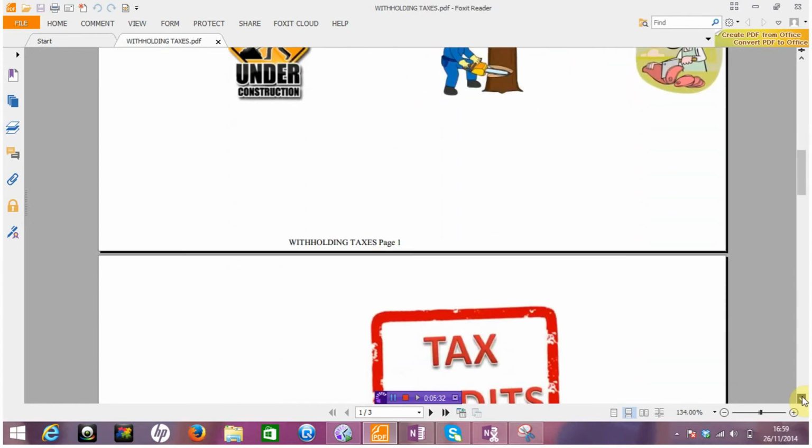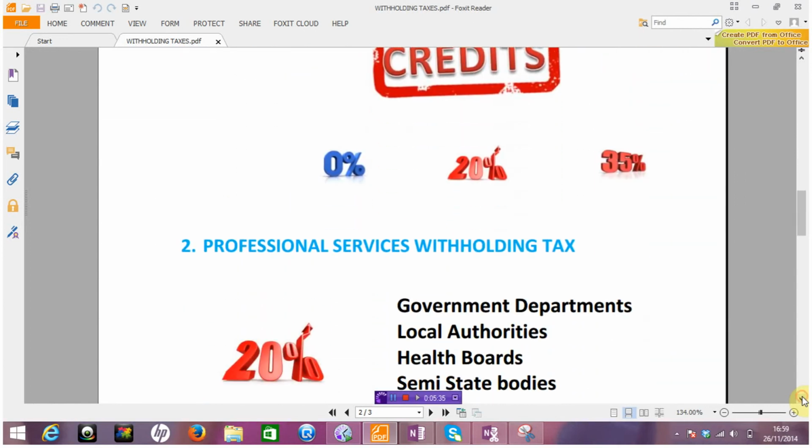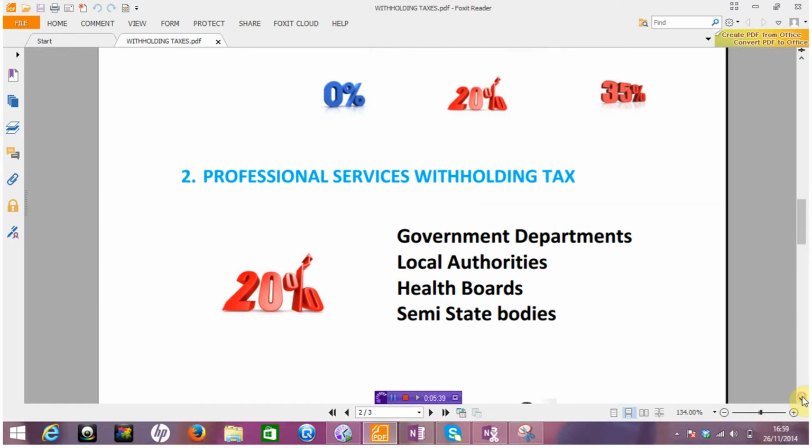We'll just move on now to professional services withholding tax, which is not dissimilar, aside from the fact that there is just really one rate. There's a 20% rate. And this particular rate, and this is something that we very much have to rote learn, is only relevant to professional services, whatever they are, provided to these types of government agencies or indeed government departments. And that should be fairly obvious from the question.